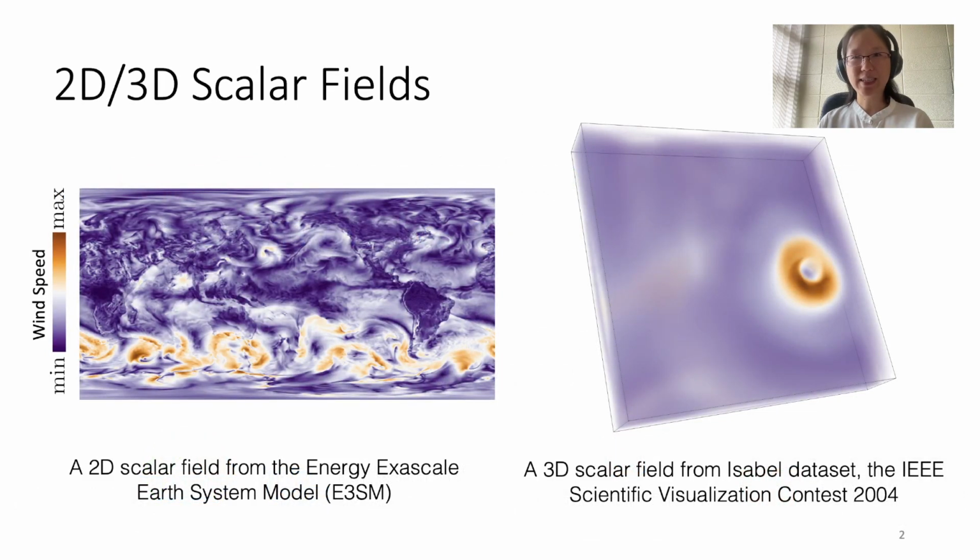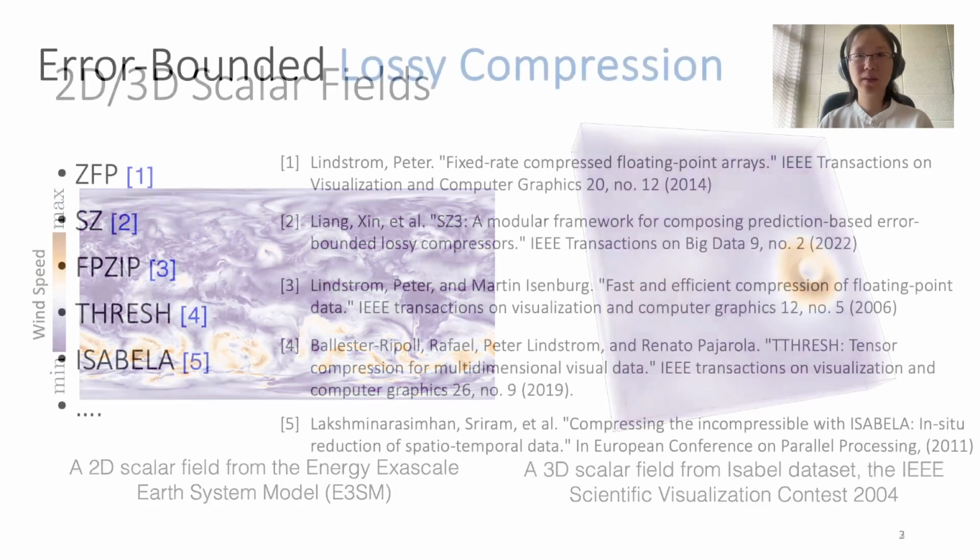A scalar field assigns a scalar value to every point in the domain. This type of data may arise from scientific simulations or observations. In this work, we deal with both 2D and 3D scalar fields. Advances in high-performance computing allow researchers to generate extremely large volumes of scientific data. Such data pose significant challenges for memory resources and transmission bandwidths in scientific analysis and visualization.